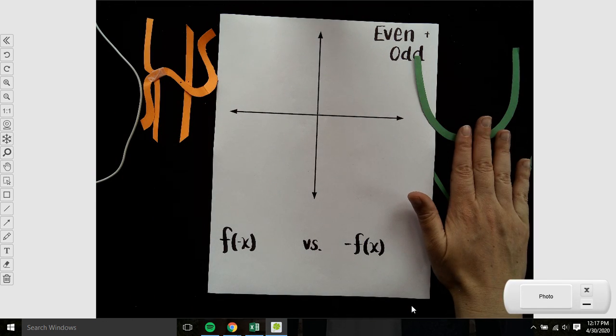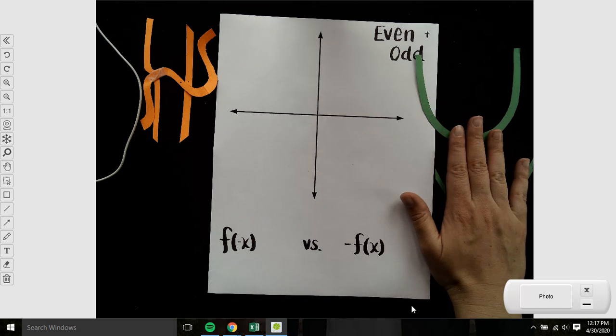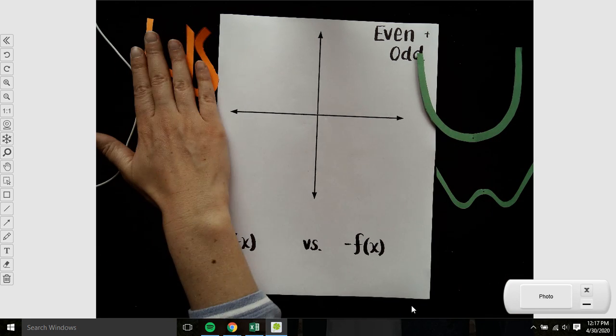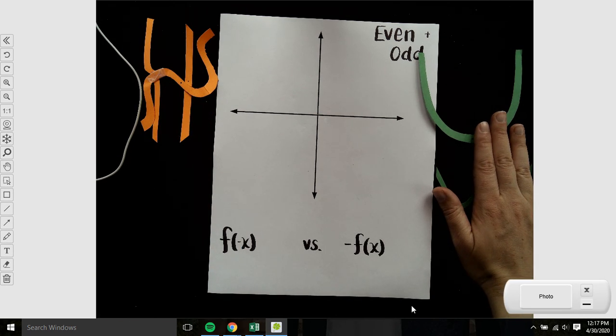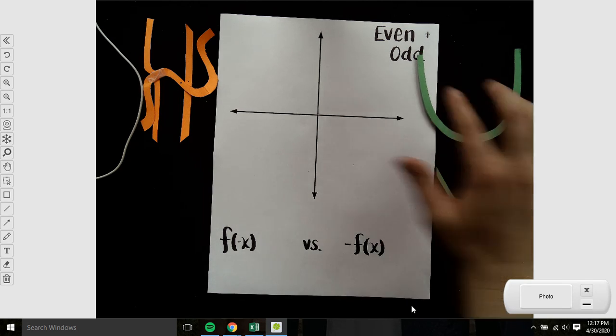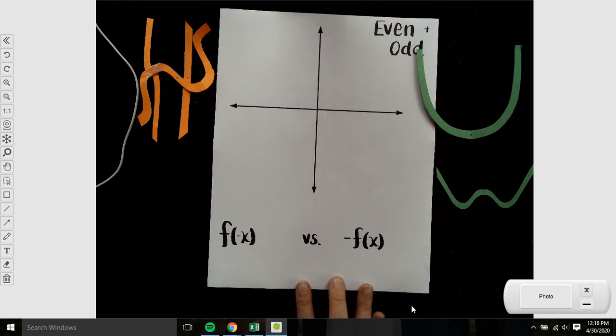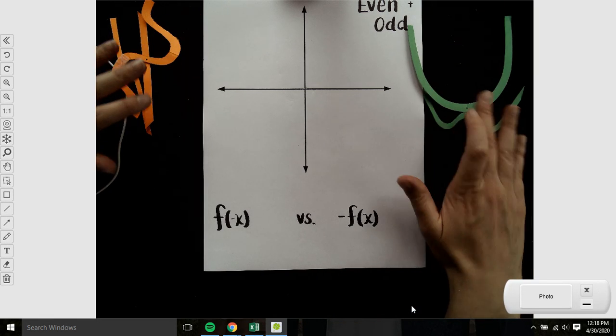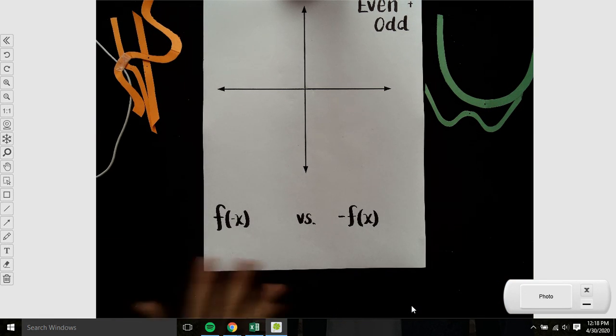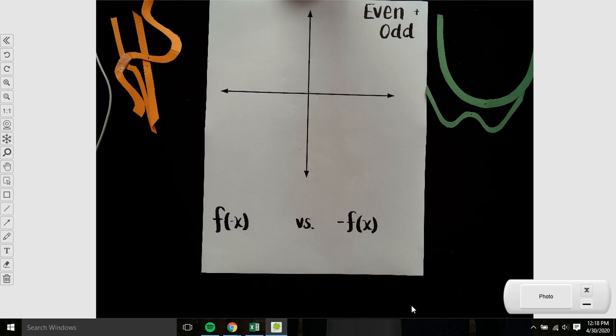Even has symmetry about the y-axis. Odd, symmetry about the origin. Even is the exact same graph when it is reflected over the y-axis. Odd is the exact same graph when it's rotated about the origin 180 degrees. So now one more thing that I want to point out before we actually get into how to tell if they're even and odd algebraically is the difference between f of negative x and negative f of x.